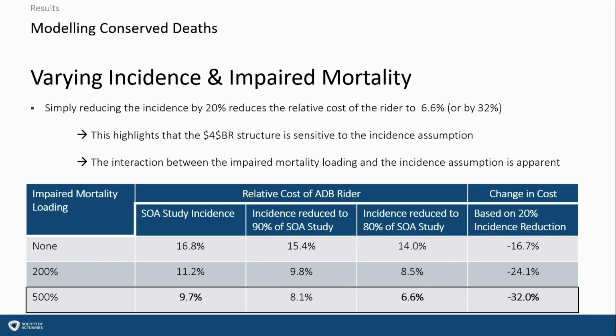Key take home from this slide, for me at least, is that in essence, if you change the two parameters together, you sometimes get results that show the interaction even in the simplistic model. So for example, a 20% reduction in morbidity incidence can lead to a 32% reduction in the cost of the benefit. So they can be kind of amplifications and interaction.